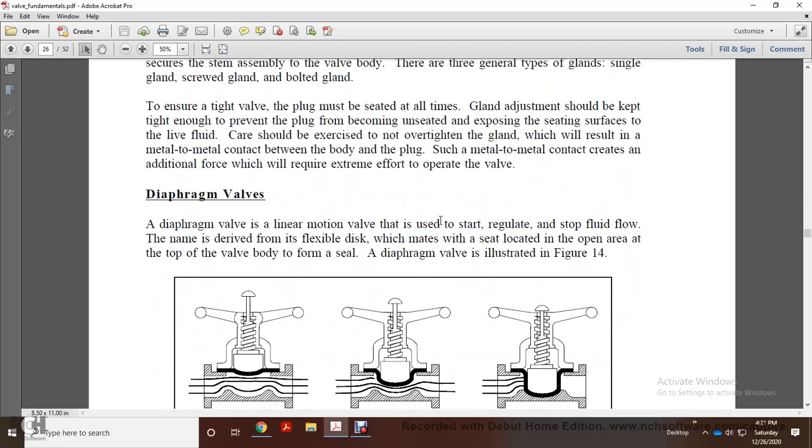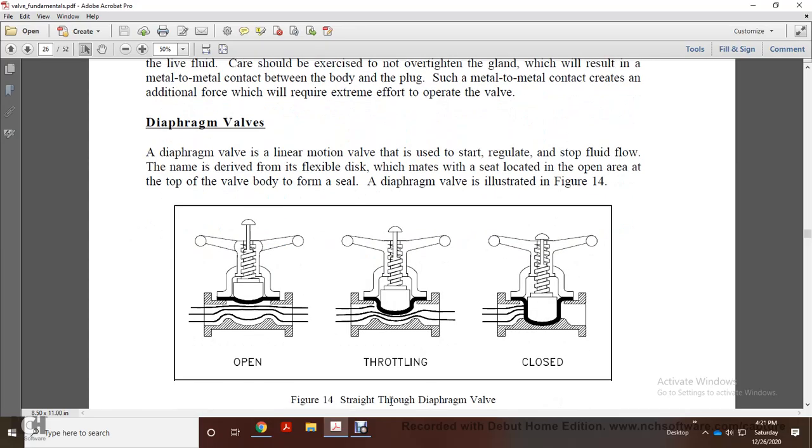The diaphragm valve, a linear motion valve, is used to start, regulate, and stop fluid flow. The name is derived from a flexible disc, which remains the seal, located in the open area at the top of the valve body to form a seal. The diaphragm valve is illustrated in Figure 14. Figure 14 shows the straight diaphragm valve. Opening, throttling, and closing.